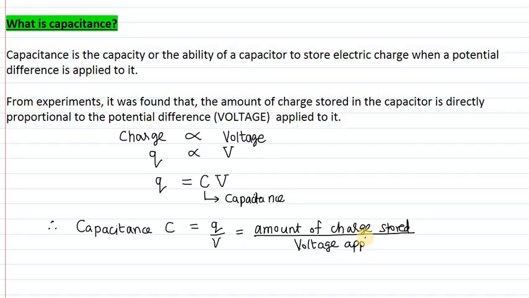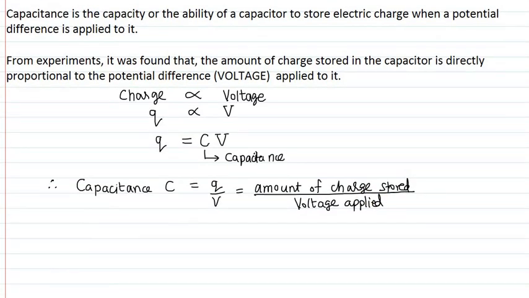This is the definition of capacitance. So we should note down this as the formula: C is equal to Q by V.